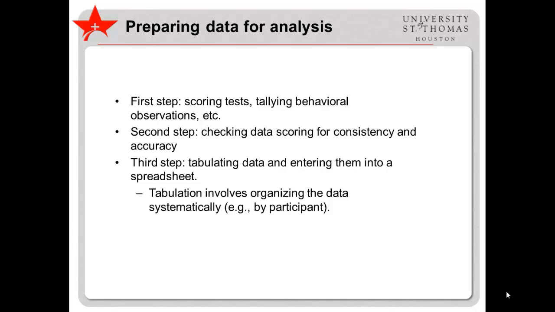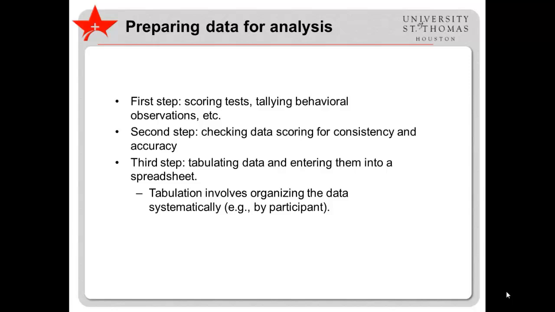In preparing quantitative data for statistical analysis, there are 3 steps. First, you must score the test, add up the number of behaviors observed in an observational protocol, or perform other preliminary data checking. If you have any nominal variables, such as gender or race, you might want to code those variables numerically so that each participant has numbers that represent his or her gender and ethnicity.